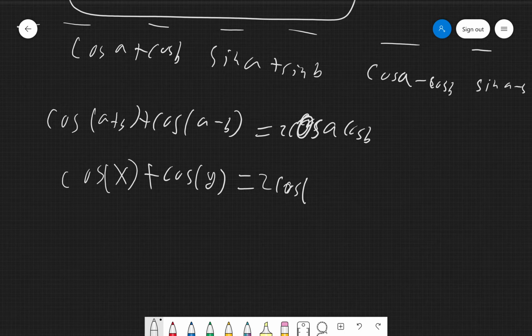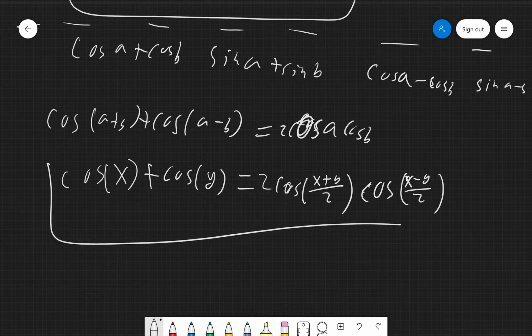But that doesn't really help, so we're going to put it in terms of X plus Y over 2, because we wanted to eliminate the B, so we add them. That's what I did with the 7 and 3 thing: I added them to get 2A equals 10, divided by 2, A equals 5. So now we can do the same thing here, cosine of B. If we subtract them, we get 2B equal to X minus Y, so B is X minus Y over 2. So cool beans, that's basically it.